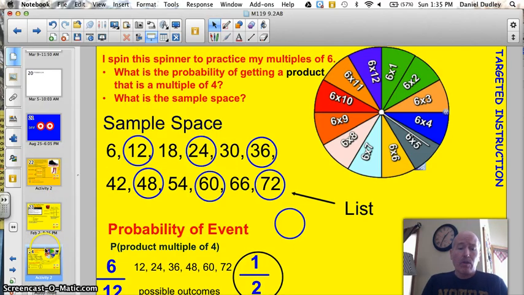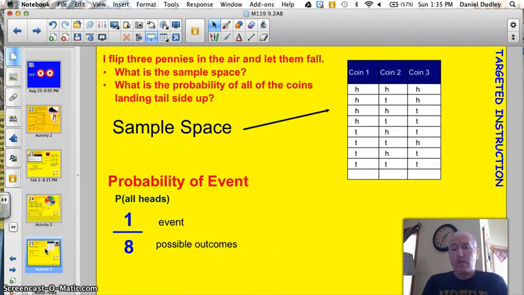All right, another great way to find or organize your information for a sample space is by using a table or a chart. This is often used with questions about flipping coins. So here's a classic. I flip 3 pennies in the air and let them fall. What is the sample space? They want to find out what the probability of all the coins landing tail side up or all heads. In this case here, we want the probability of all coins landing tail side up. But we first of all have to find the sample space.